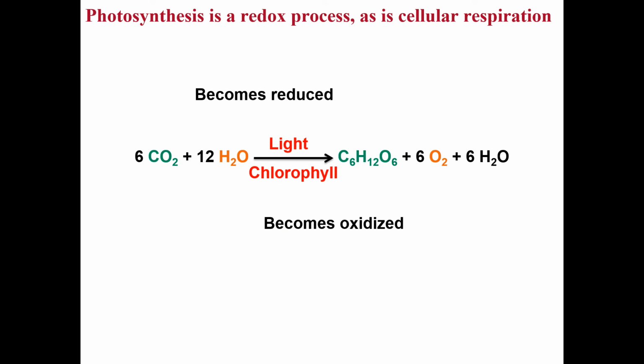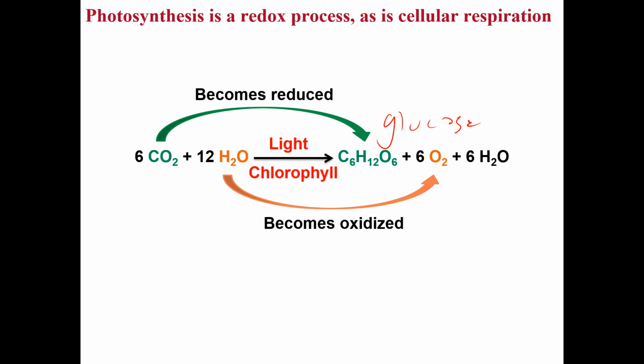So photosynthesis, again, is a redox reaction. Here, carbon dioxide is going to be reduced to a sugar, in this case glucose. Water is going to be oxidized to oxygen gas. So here the plant is taking in carbon dioxide, an inorganic form of carbon, taking in water, using light energy to drive the synthesis of sugars, and as a result you have the production of water and oxygen gas.